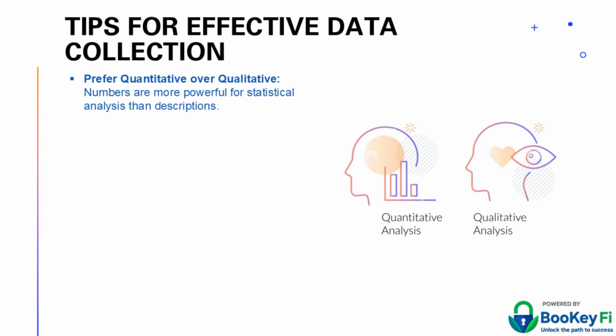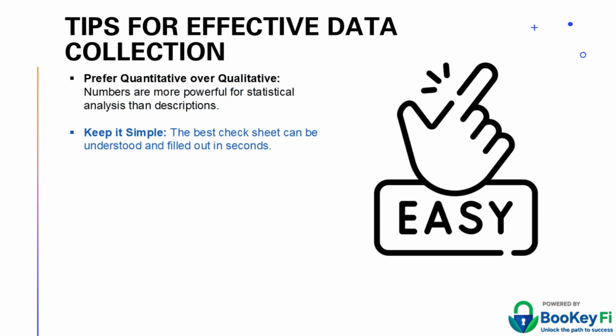Numbers are more powerful for statistical analysis than descriptions. Whenever possible, translate observations into measurable units, as this allows for more precise calculation of averages and trends. Keep it simple. The best check sheet can be understood and filled out in seconds.